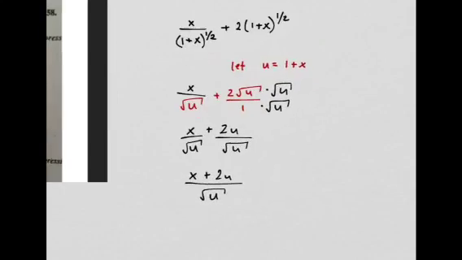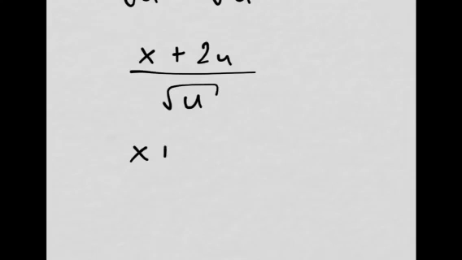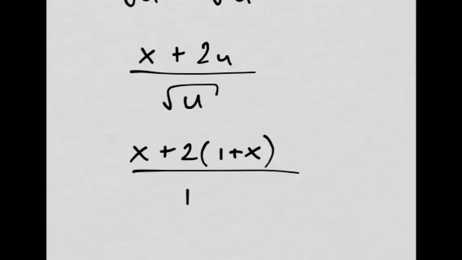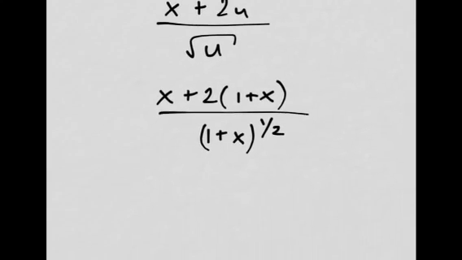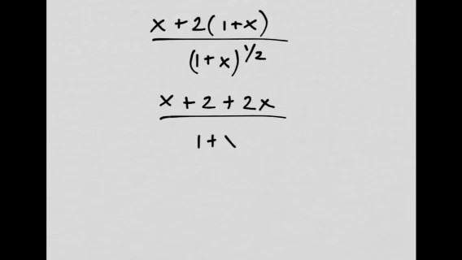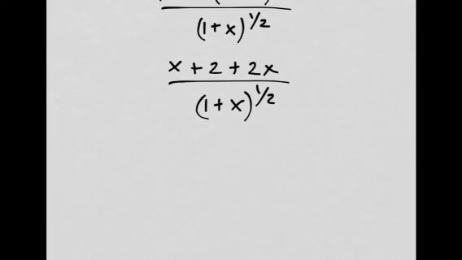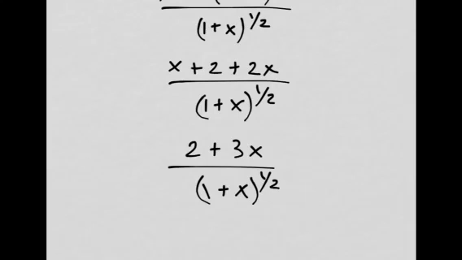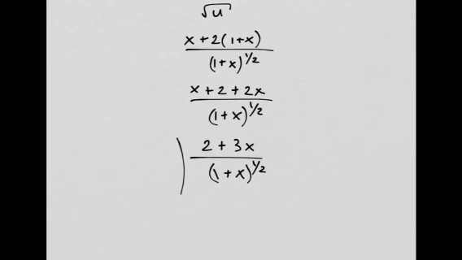And then I'll substitute my u back in. So x plus 2 times 1 plus x. Right? And then 1 plus x. We'll just change it back. Distribute the 2. x plus 2. Right now it's already a single quotient, but I'm just going to simplify it even more. So I have 2 plus 3x. I think so this would be the single quotient.